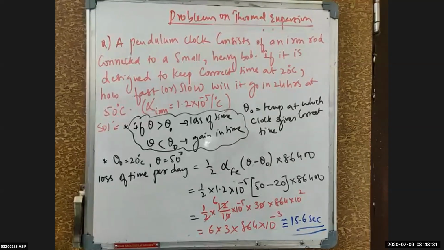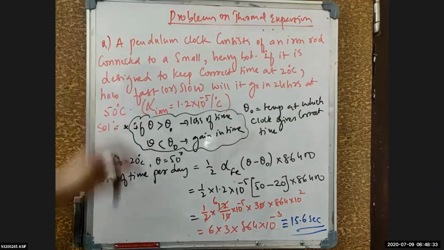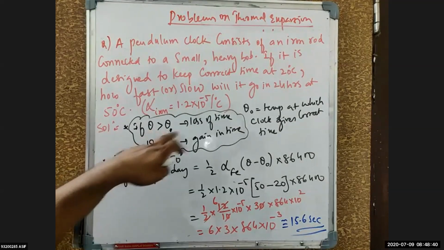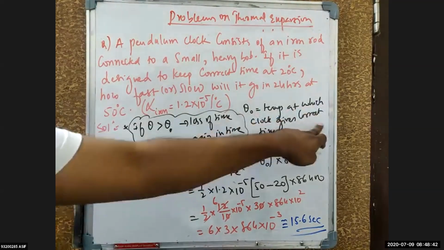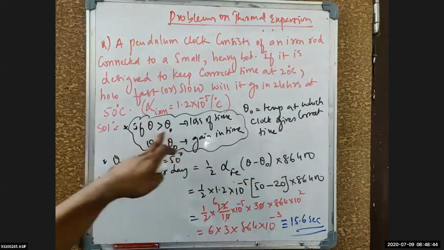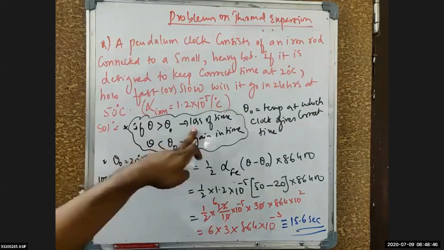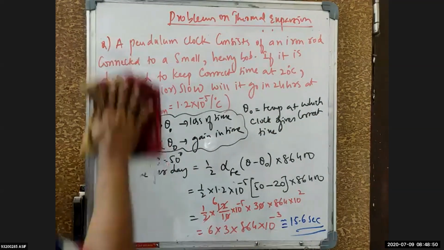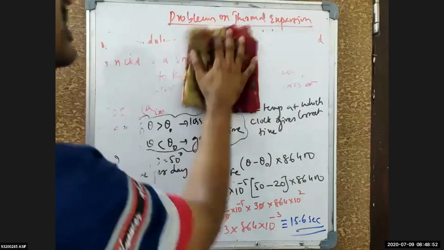I hope you got an idea how to do the problems related to the clocks, when to lose and when to gain. Try to keep this always in mind. If your temperature theta is greater than theta naught, which is the temperature at which the clock gives the correct time, then it will lose. If theta is lesser than that, then it will be gaining the time. Let us try to go for the next question first.